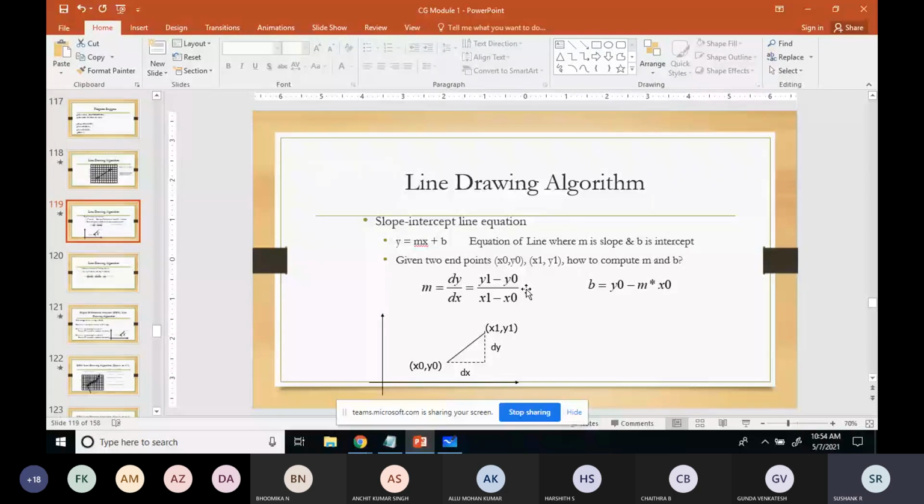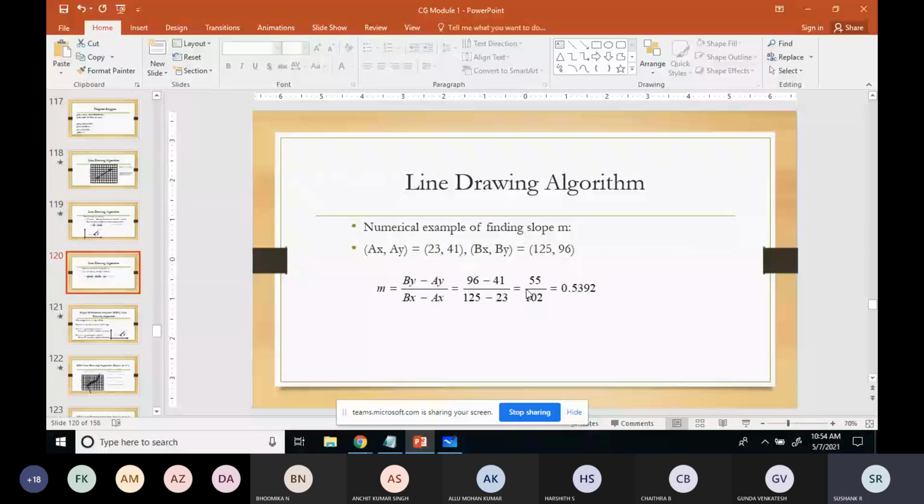See, as for the intercept, I have taken c. The intercept is a constant. You can take any constant value, either b or c, anything as per your convenience. So after that, the calculation of the slope.